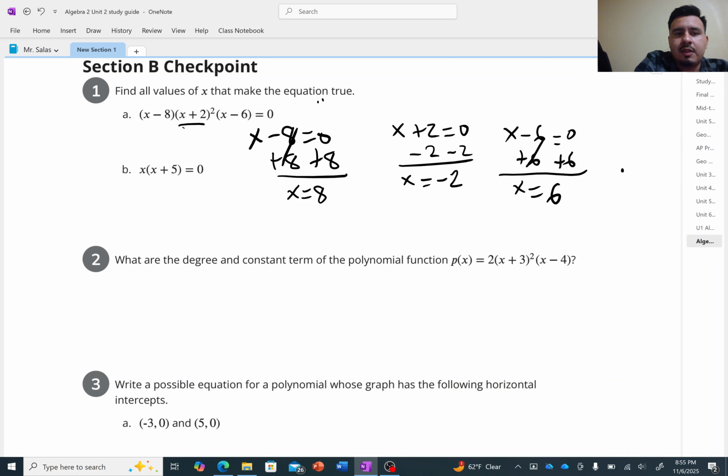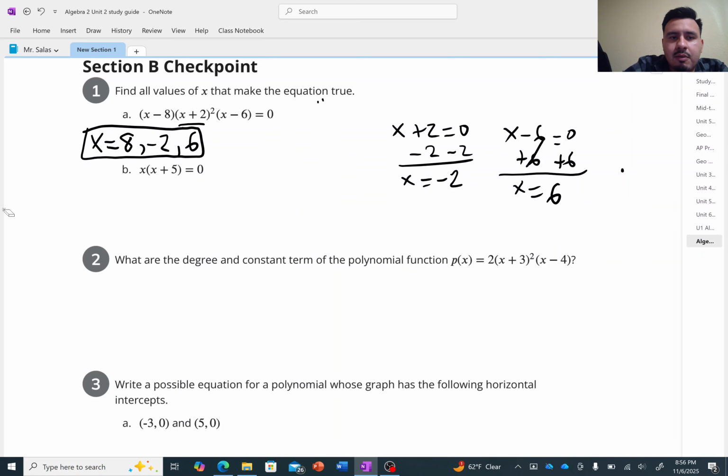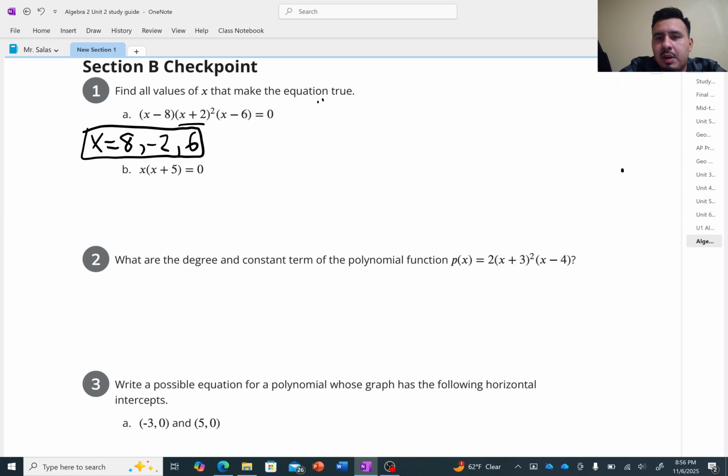So for A, the values are x is equal to 8, negative 2, and 6. Okay, that was for A. Let's do B. I'm going to go ahead and erase this so that I can fit B. If you need to rewatch this, just pause and then go back.